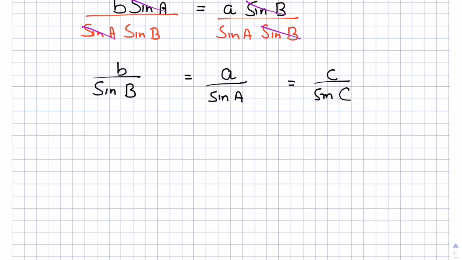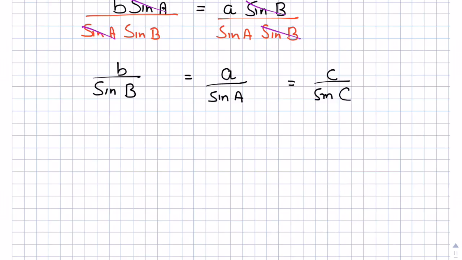We need to know one side at least and the angle opposite this side, as well as one other angle or side. So I'll say that one more time. To use the sine rule, we are going to need to know at least one side and the angle opposite this, as well as either another angle or side. So for example, let's have a look at this example.